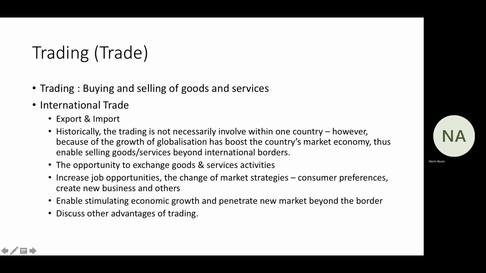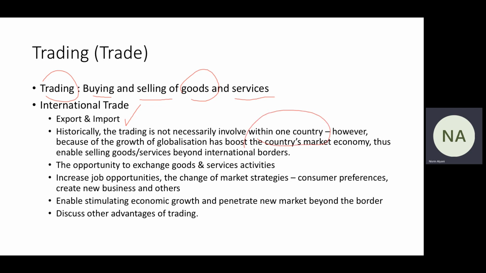So trading, by definition, is about buying and selling of goods and services. It involves import and export activities, and it is not necessarily within one country, because trading encourages businesses to go beyond the border. Its growth, therefore, globalization has boosted the country's market economy. And because you are selling your product overseas, you are basically going beyond international borders.